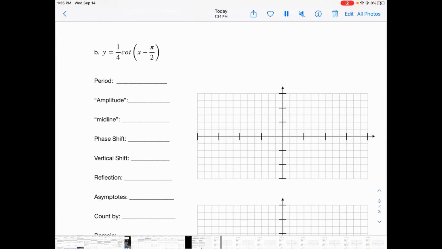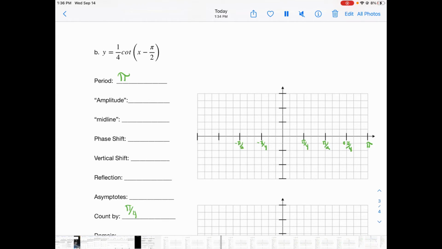Okay, now we're going to look at the graph of y equals 1/4 cotangent of x minus pi over 2. So the first thing I want to do is identify the period. We take the normal period of cotangent, which is pi, and divide it by our b, which is 1 in this case. So our period would be pi. Our amplitude is determined by a, which is 1/4. Now remember, amplitude is in quotations because the graph doesn't actually have an amplitude.